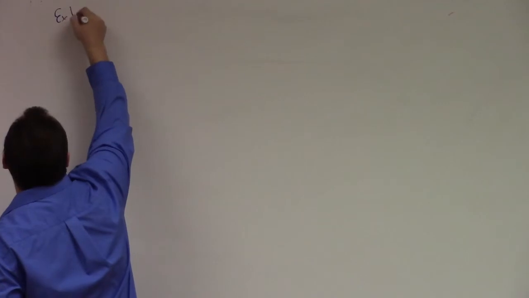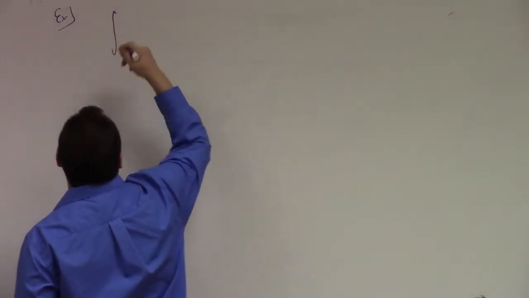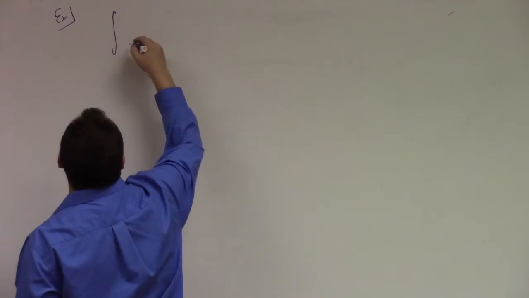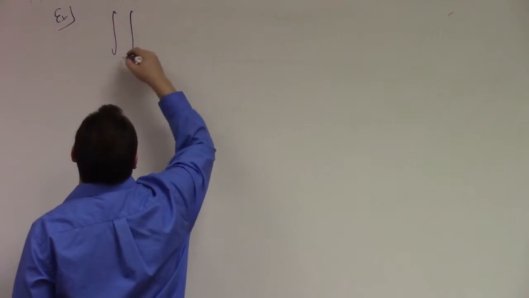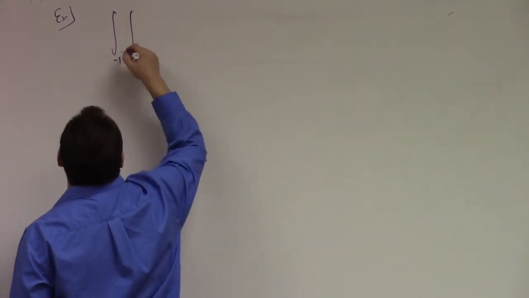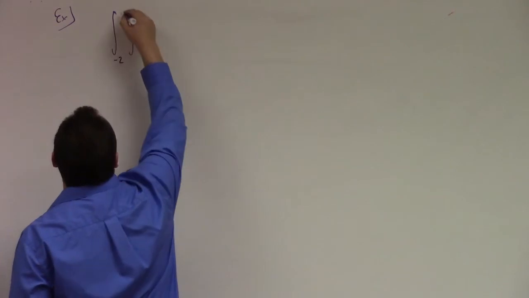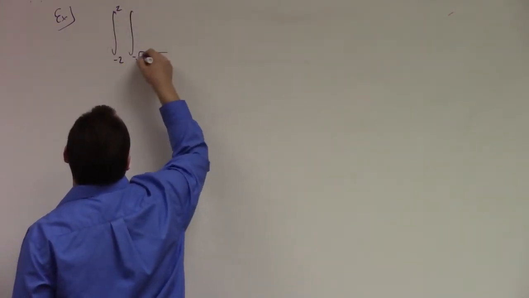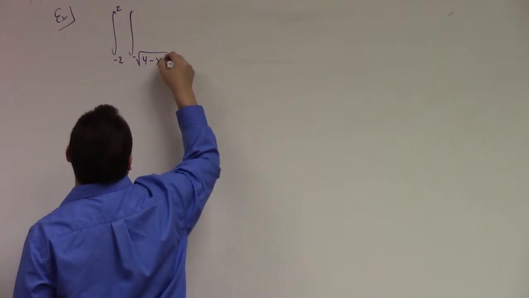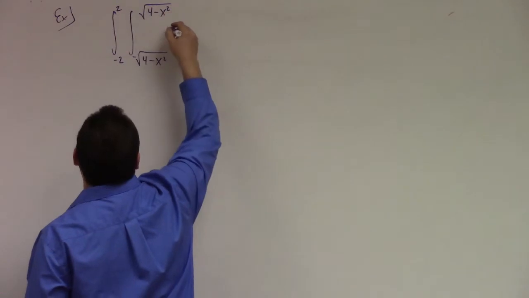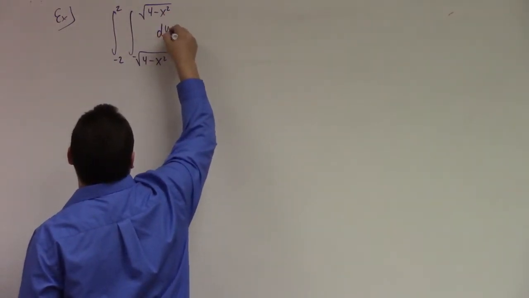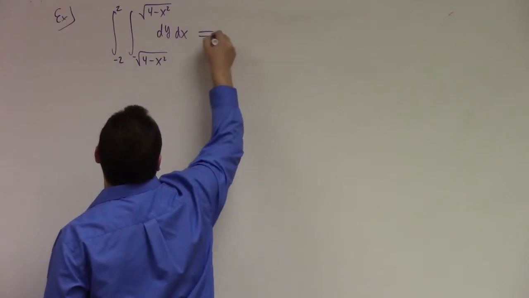Hilarious. All right, so here's an integral. Integral of, oh, we don't know that yet. Oh, fine, I'll do it though. So minus 2 to 2, minus the square root of 4 minus x squared to the square root of 4 minus x squared, dy dx equals.